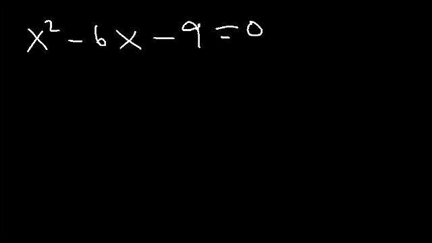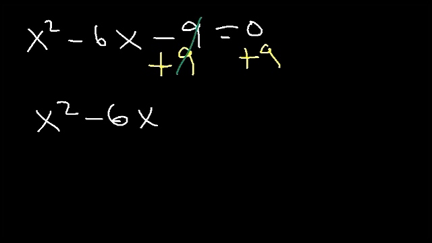So let's add 9 to both sides. So we have x squared minus 6x is equal to 9. So what's half of -6? If you divide -6 by 2, you're going to get -3. But don't worry about the negative sign. Ignore the negative. Just divide 6 by 2. So make it +3. So let's add +3 squared to both sides. The reason being is once you square a number, it's going to be positive. So there's really no point in adding a negative number.